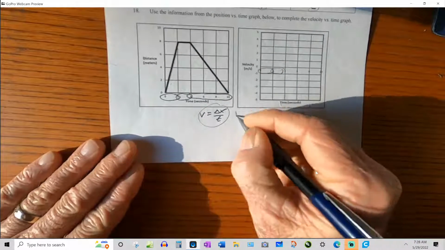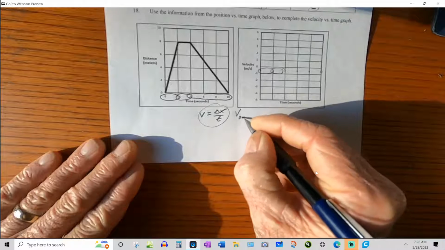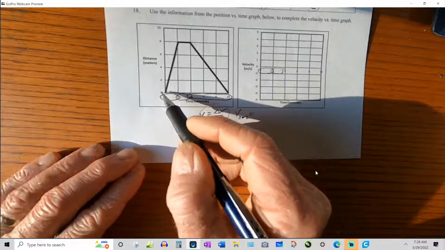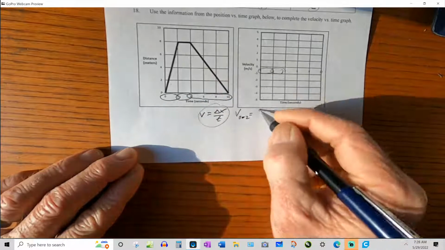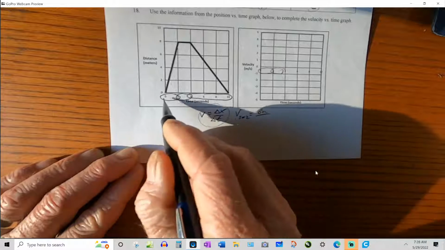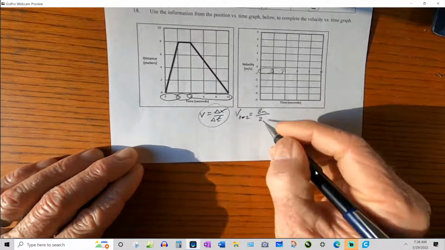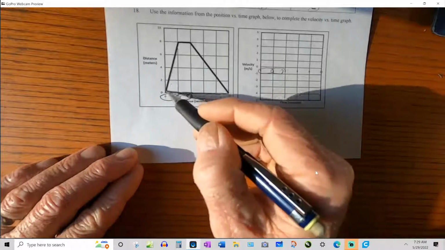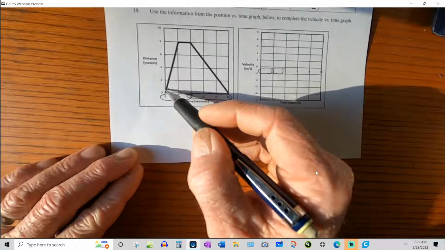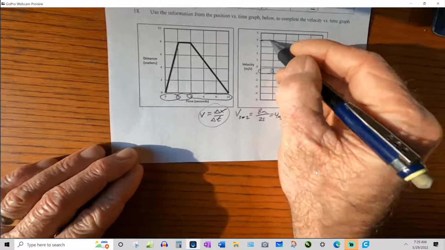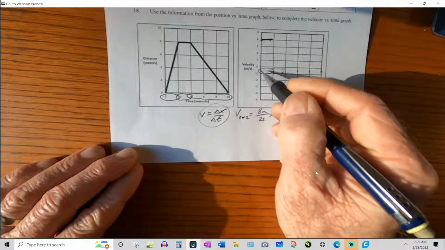So the velocity from 0 to 2 equals the displacement, which is position goes from 0 to 8 meters, over delta t. Change in time is 0 to 2 seconds. So this is 4 meters per second. And that's the slope of that. That's a 4 meter per second slope. Slope of 4 is pretty steep. So I just darken this for the time from 0 to 2.